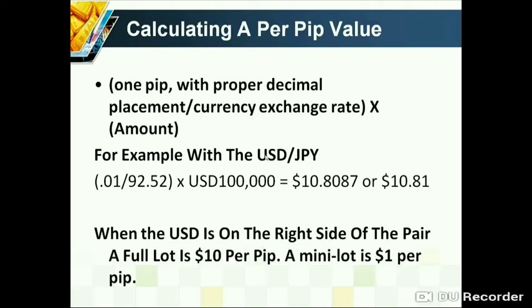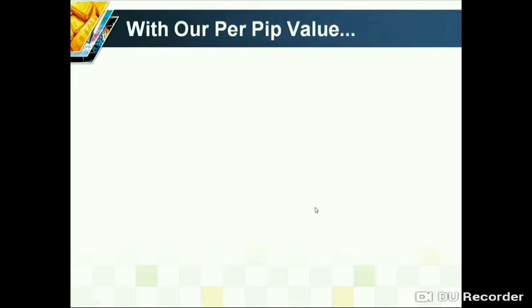When the US dollar is on the right side of the pair, so in a case like the Euro US dollar where the US dollar is over on this side, we don't need to calculate a per pip value because we know what it is. A full lot is always $10 per pip, and a mini lot is $1 per pip. With any currency pair that has the US dollar on the left side of the pair, you need to calculate a per pip value just like this.